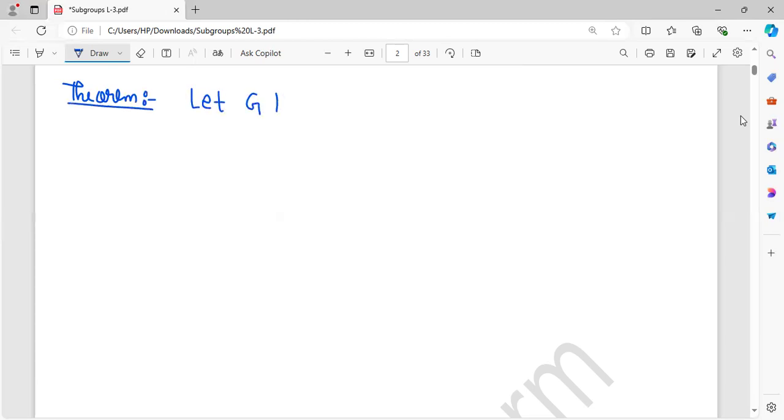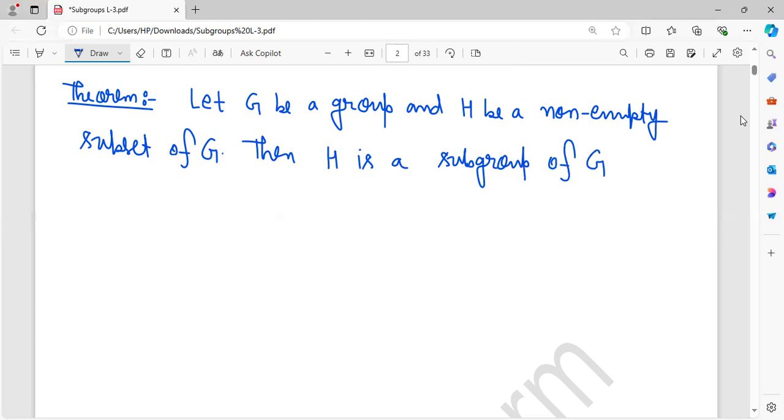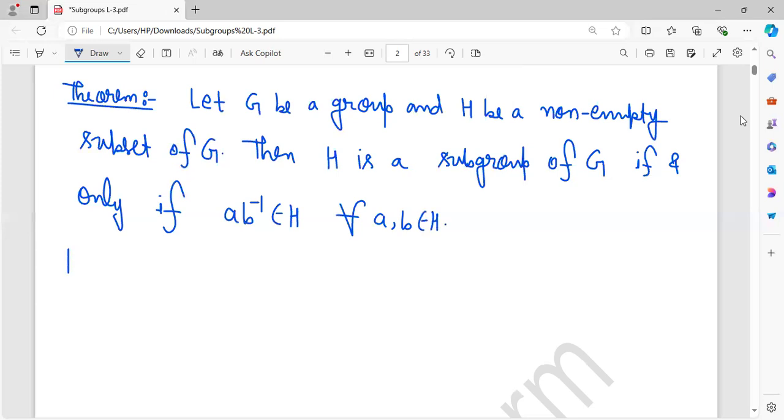Let G be a group and H be a non-empty subset of G. Then H is a subgroup of G if and only if AB inverse belongs to H for all A, B belongs to H. Okay, so let's prove it.